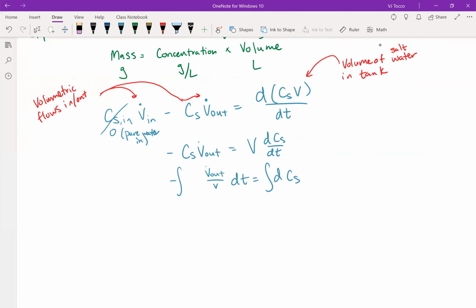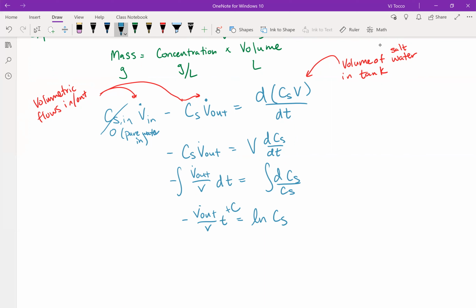Oh, wait a minute. Didn't separate variables properly. I need to take the CS over to the other side. So I'm going to keep V out over V on this side: V out over V dt equals dCS over CS. That's looking better. Okay, integral of the left-hand side is minus V out over V times t. Integral of the right-hand side is ln of CS. Can't forget about the plus C. I'm going to put that in on my independent variable side.